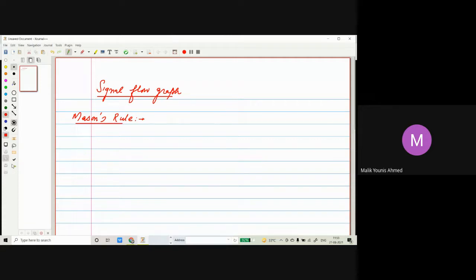In this case, we first have to understand some of the definitions before I go through the complete rule. Then we'll take the definitions one by one. If you understand the definitions, then the implementation of Mason's rule becomes much easier for us.